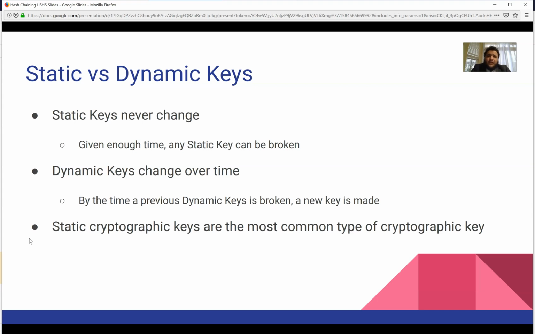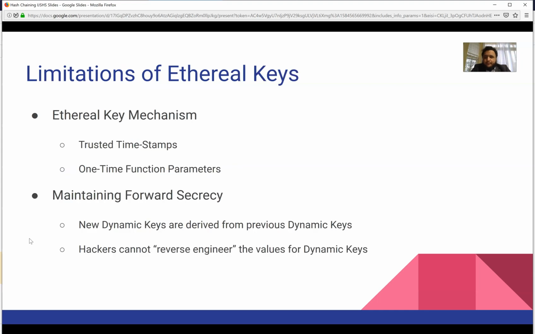Because dynamic keys are so difficult and complex to create, cybersecurity specialists prefer to use static cryptographic keys, which are much easier to work with. You may be asking yourself, if dynamic keys are so secure and useful, why don't we use ephemeral keys? That's a good question. There are two main roadblocks to the standardization of ephemeral key usage: the key mechanism and maintaining forward secrecy. Creating a system for generating ephemeral keys is not easy and potentially inefficient for modern CPUs.